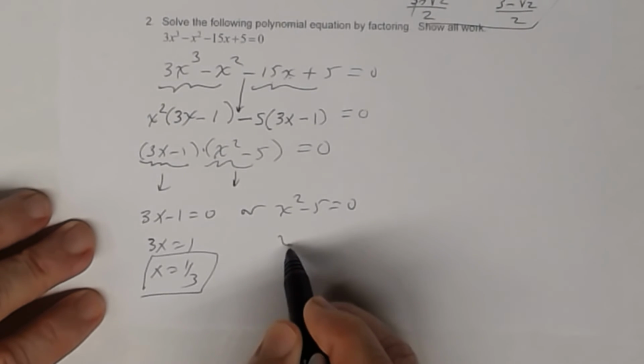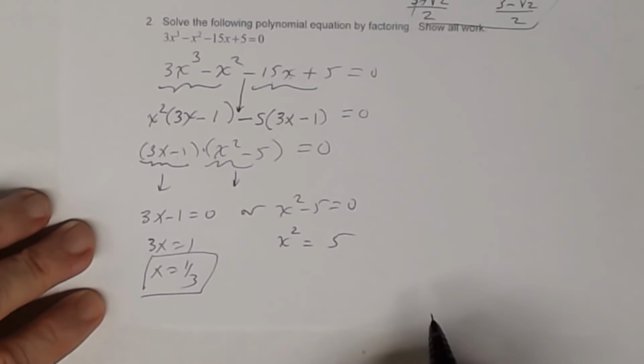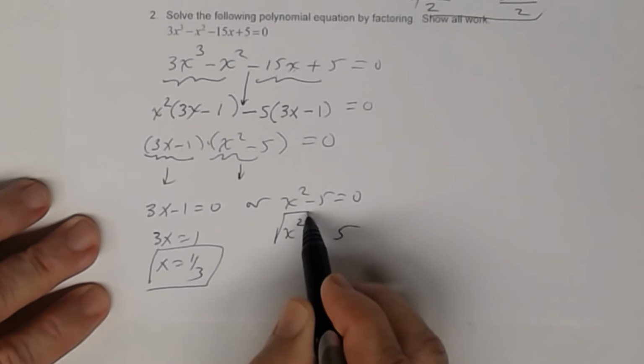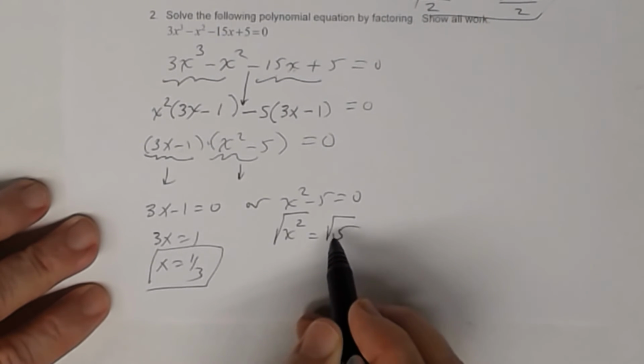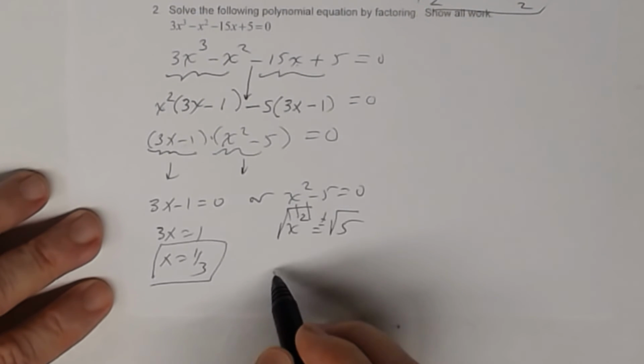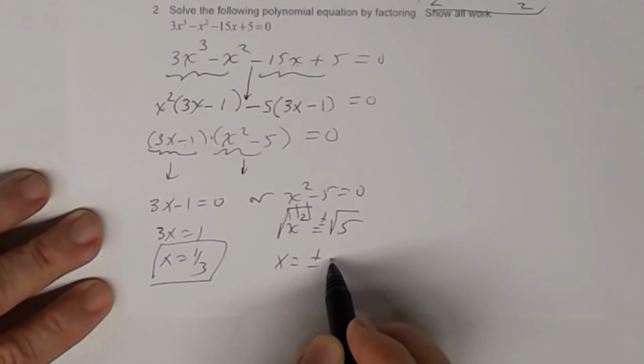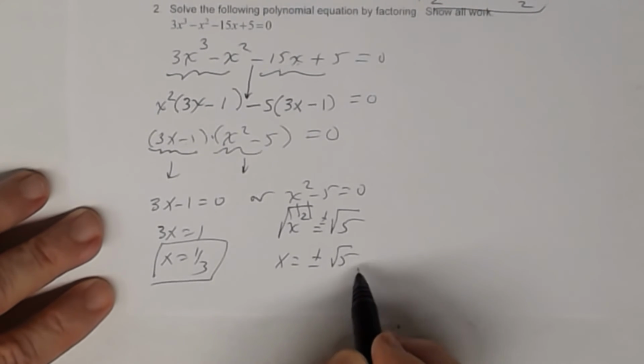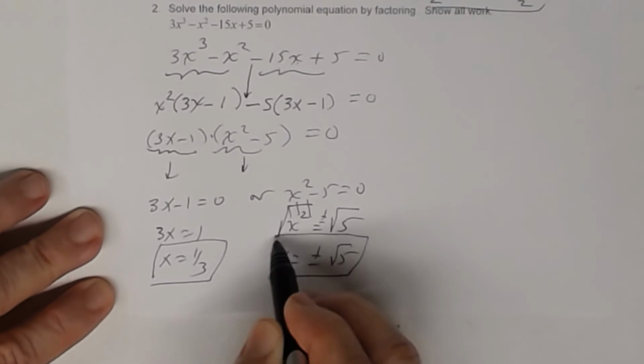So when I rewrite this, I get x squared equal a positive 5. And at this point, I'm going to take the square root of both sides. Don't forget, when you do that, you get plus or minus, though. And so the square and the square root undo each other. So you get x equal plus or minus the square root of 5. And the square root of 5 cannot be simplified.